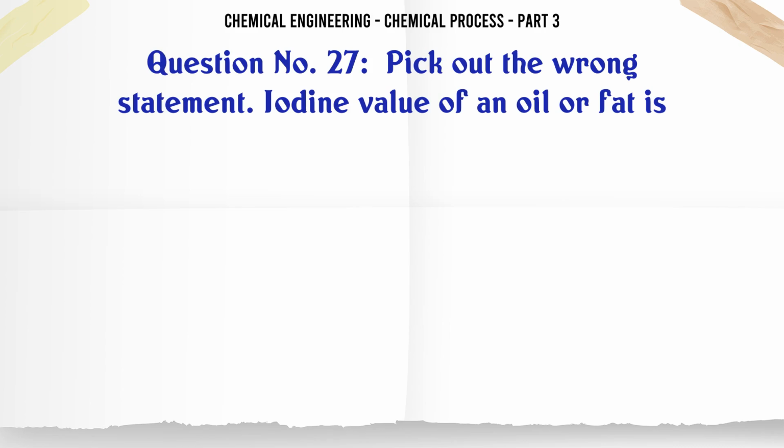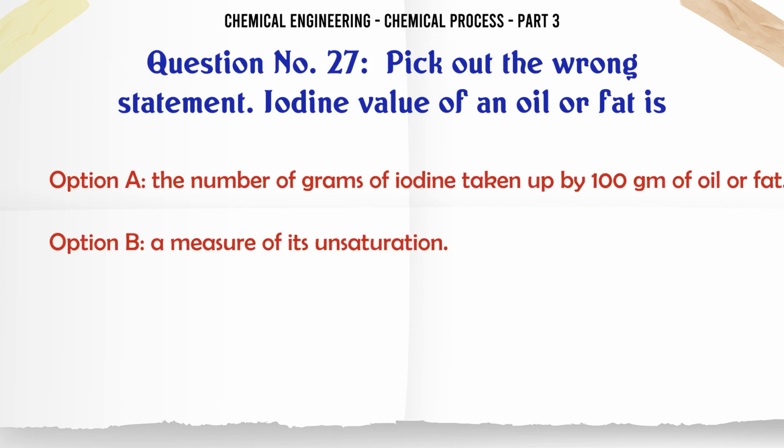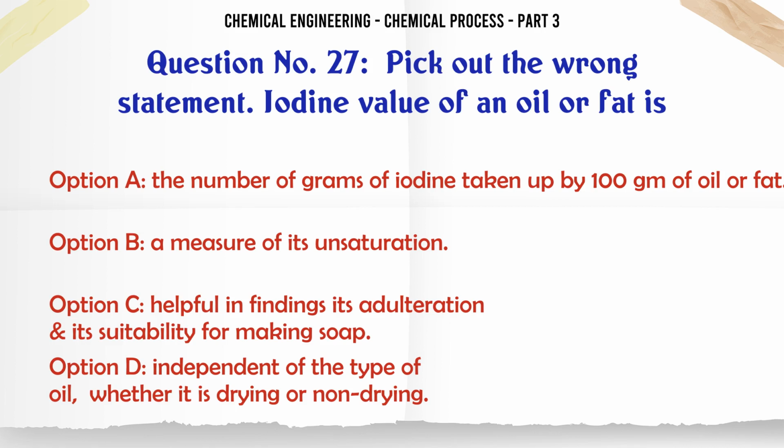Pick out the wrong statement. Iodine value of an oil or fat is: A. The number of grams of iodine taken up by 100 grams of oil or fat, B.